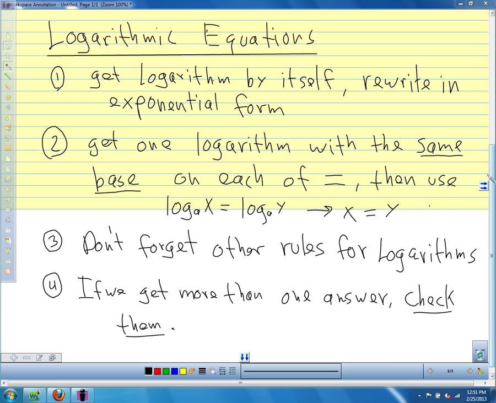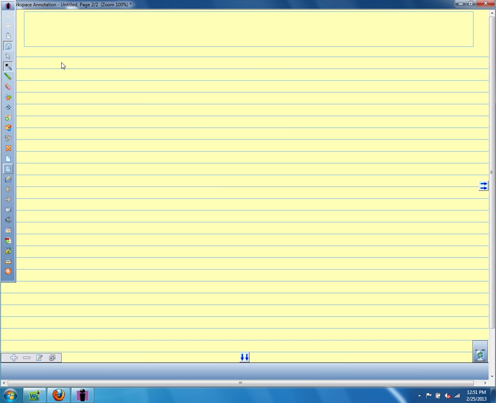So I'm just going to do a few examples today, just like we did on Friday. Any questions on our process? All right, so let's take a look at a few examples.